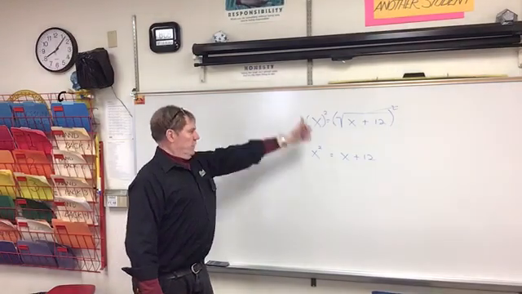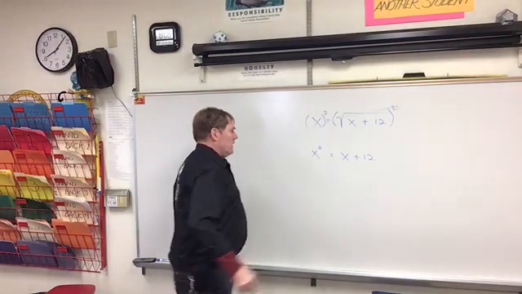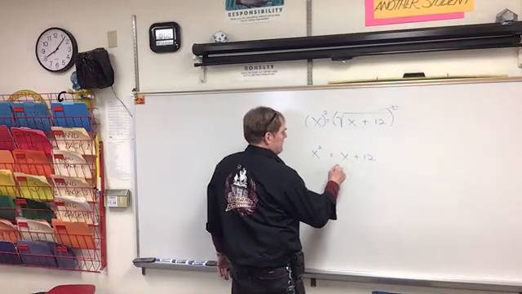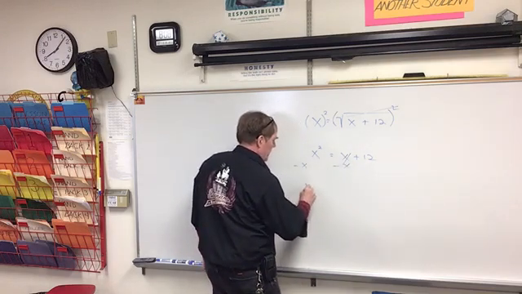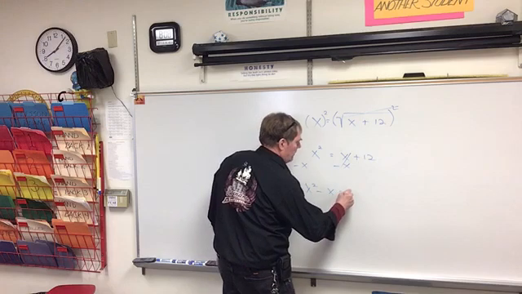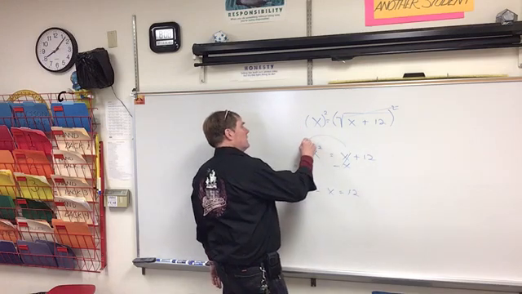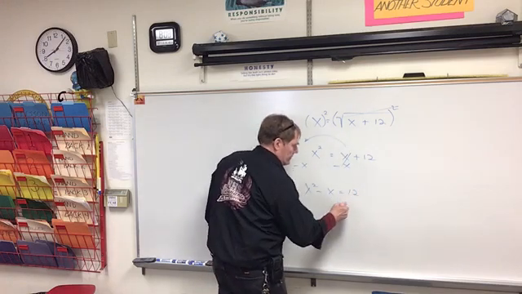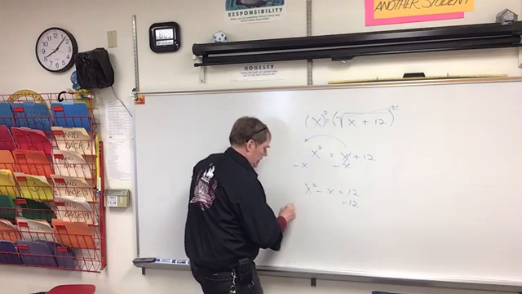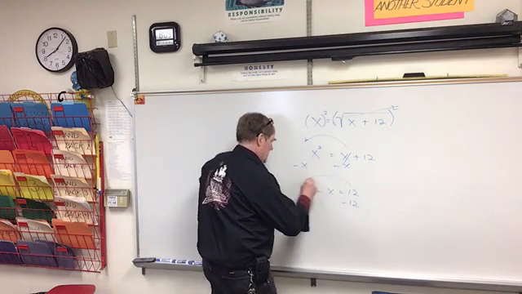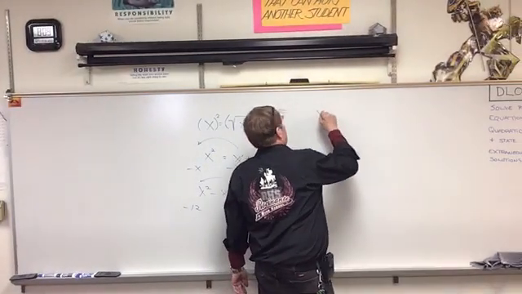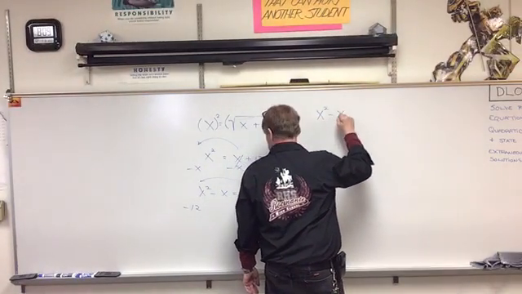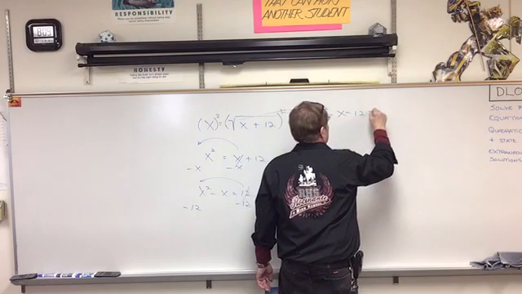Next step, move everybody to the left here. The opposite of plus x, minus x. Whatever I do to one side, do the other. x squared minus x equals 12. Okay, I move the x. Now I'm going to move the 12. The opposite of plus 12, minus 12. Whatever I do to one side, do the other. And I move that guy over. And then I have this. I got x squared minus x minus 12 equals 0.